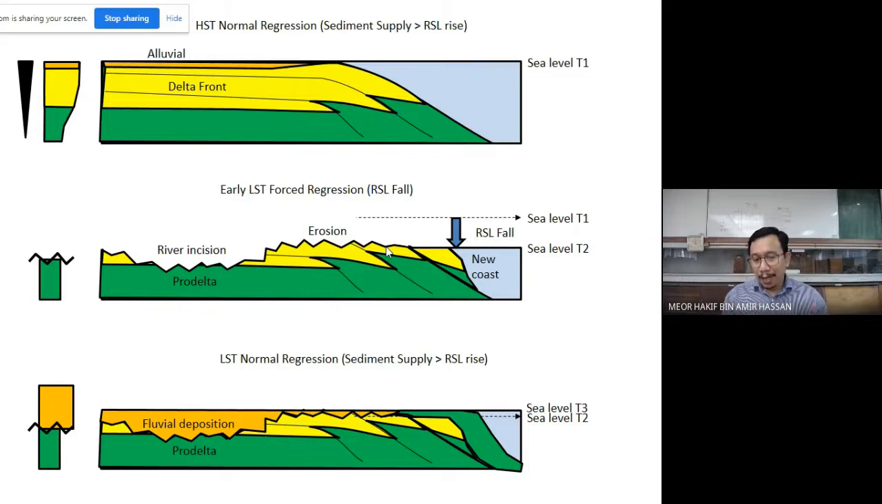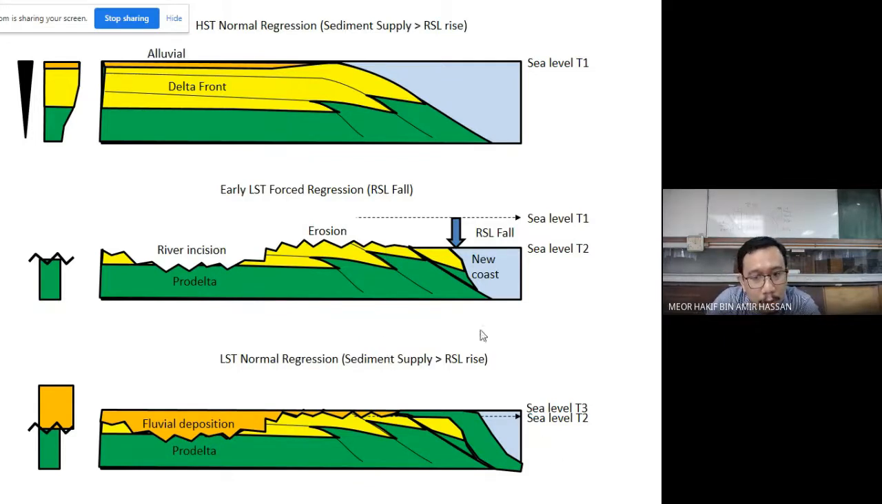But later on, after the forced regression, you start to get sea level rising again, but it rises very slow, kan? Mula-mula slow. So it is the low stand phase. And during low stand phase, because of the slow rise in the relative sea level, you start to get accommodation space being created. Ada ruang di mana kita boleh isi.